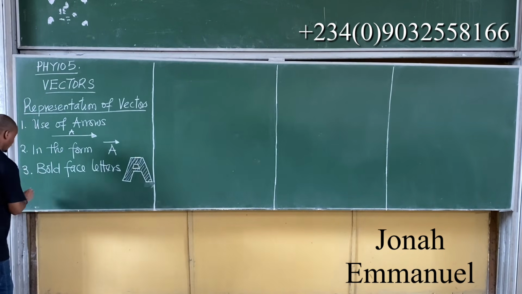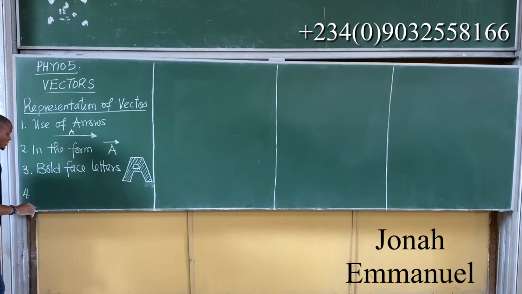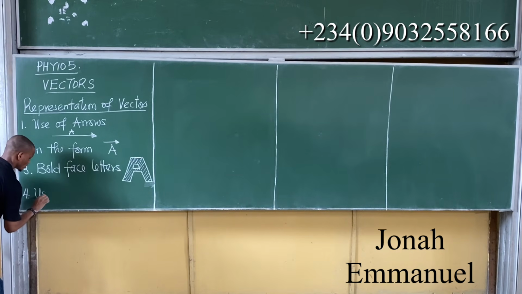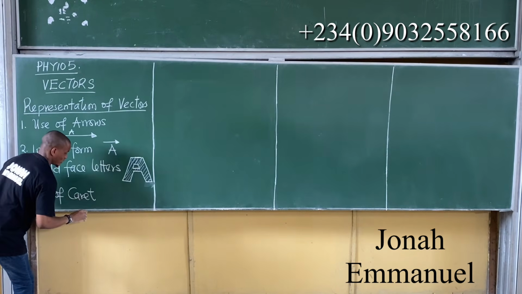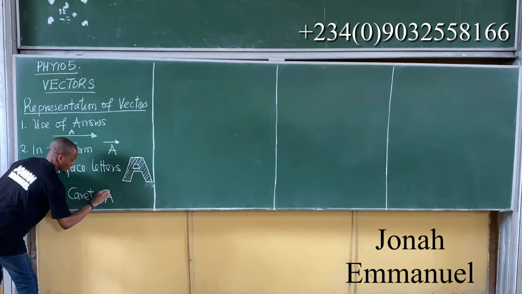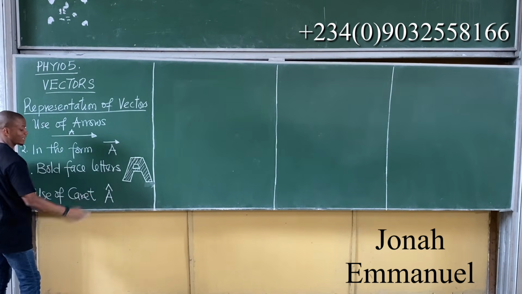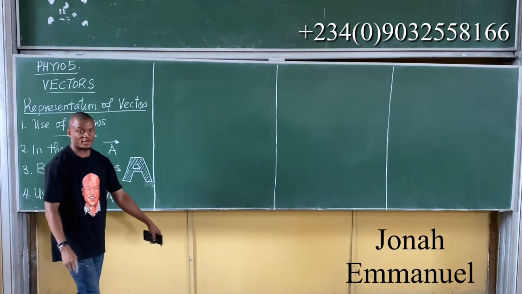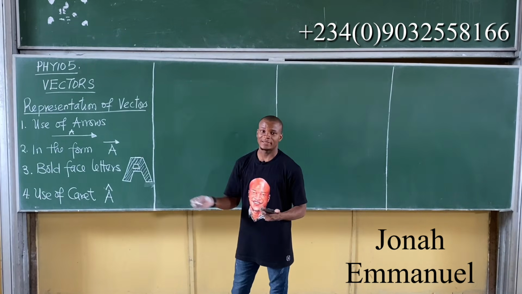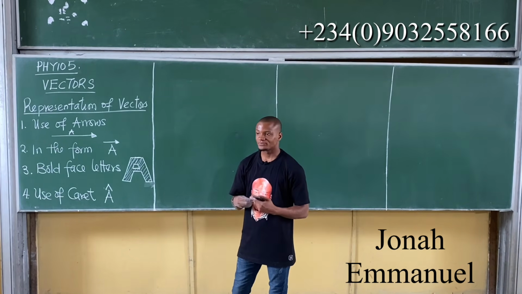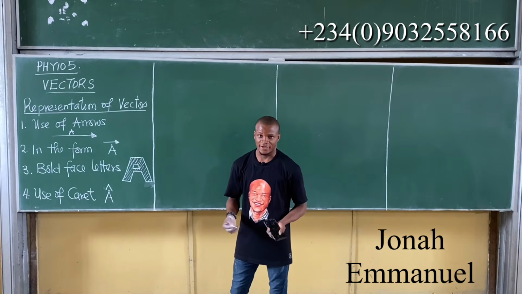The last way, or the fourth way, of representing vectors is the use of a caret. What's a caret? That's something like this. This was called a caret, placed on top of the vector. So this is the fourth way of representing vectors. These are the four ways of representing vectors.